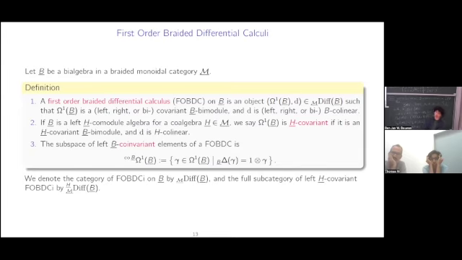I mean, you're just asking for your object and your map to satisfy the compatibility condition that you have inside your category. This is actually also for the covariant part, but if you don't care about covariance, you can just forget about D also being colinear. But the Leibniz rule, of course, has to hold. You are asking for it, yes. This has to be a derivation.